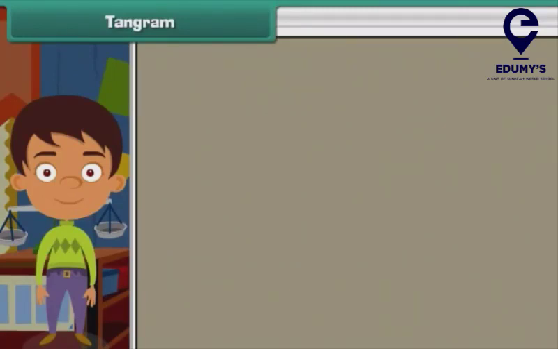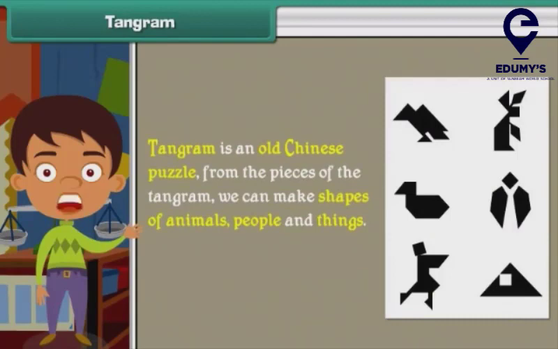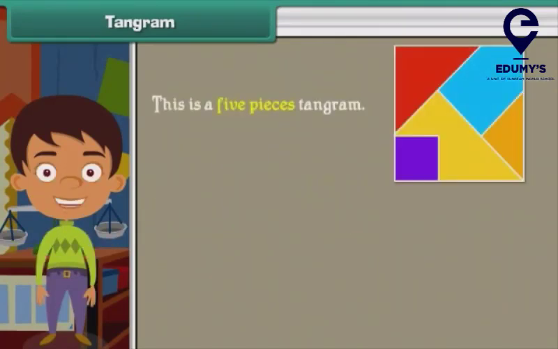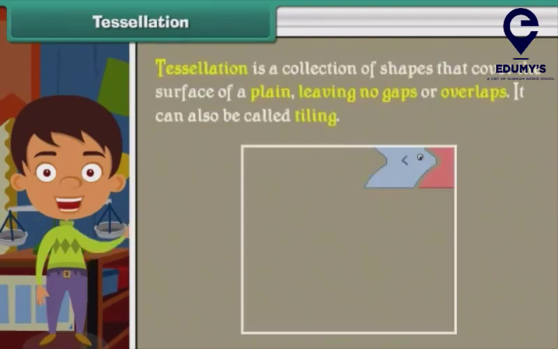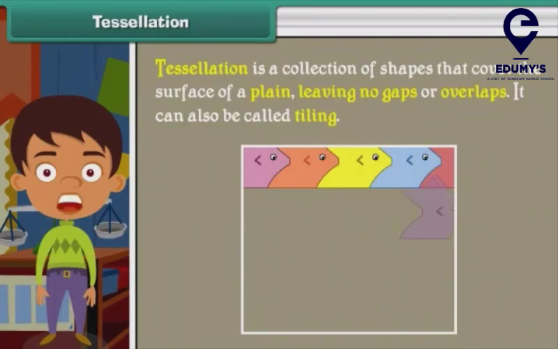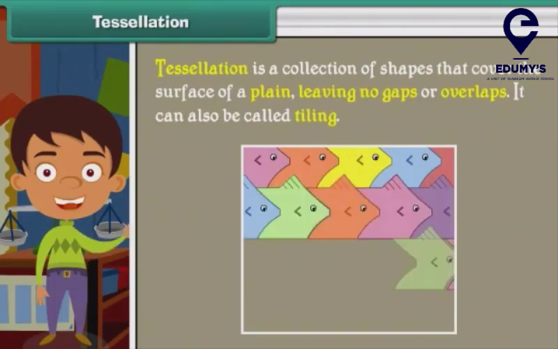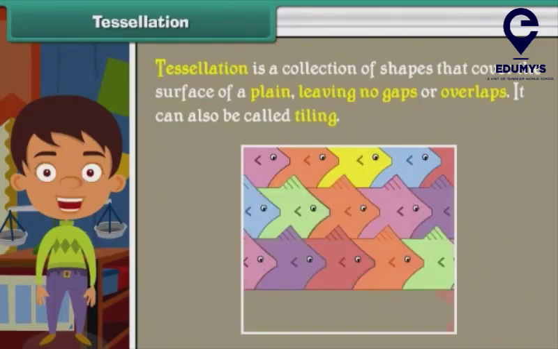Tangram. Tangram is an old Chinese puzzle. From the pieces of the tangram, we can make shapes of animals, people, and things. This is a 5 pieces tangram. 5 pieces of tangram are: Tessellation. Tessellation is a collection of shapes that cover the surface of a plane, leaving no gaps or overlaps. It can also be called tiling.